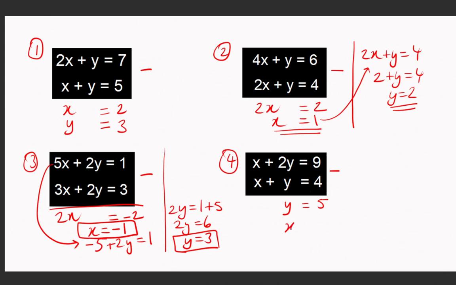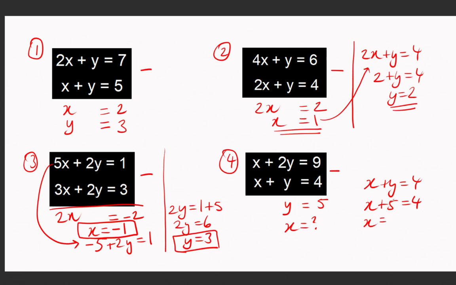And then what is the x equal to? Well, take one of the equations, doesn't matter which. I'm going to use the second one. So x plus y equals 4. And we now know that y is actually equal to 5. So x plus 5 is equal to 4.